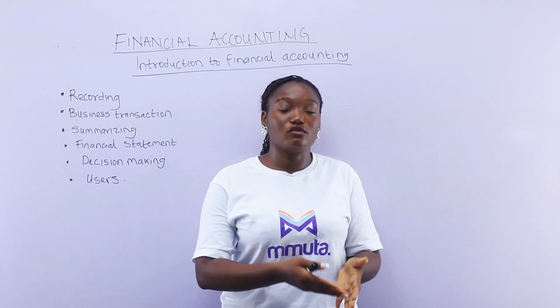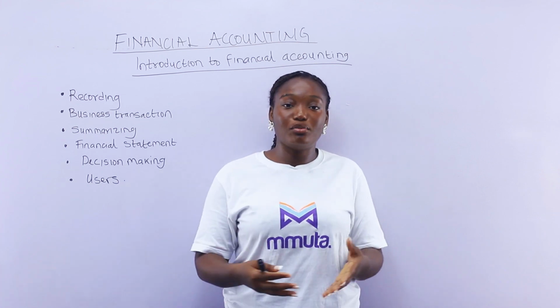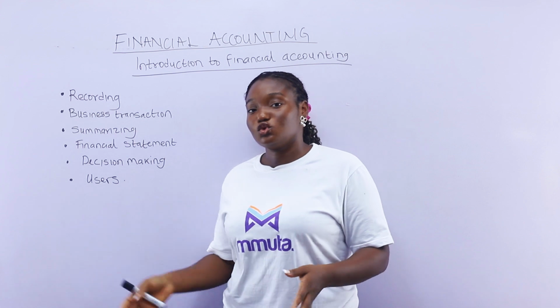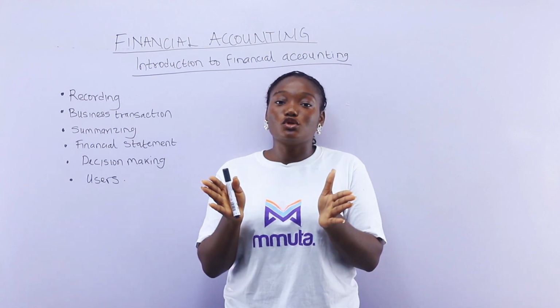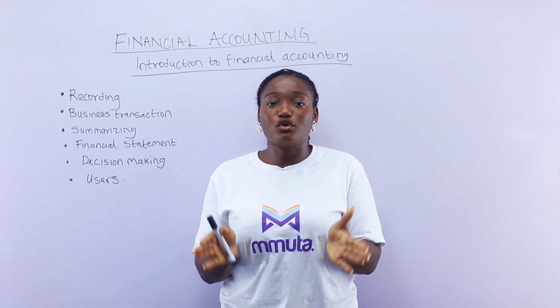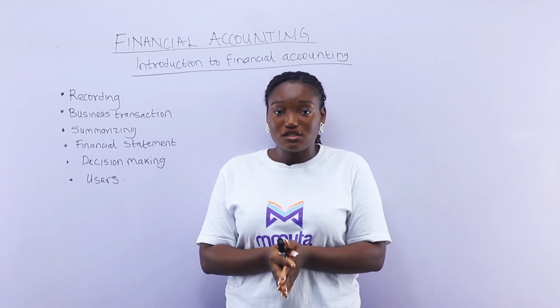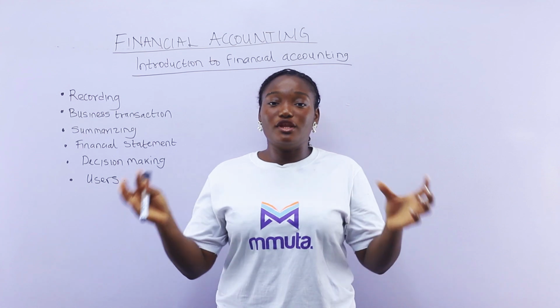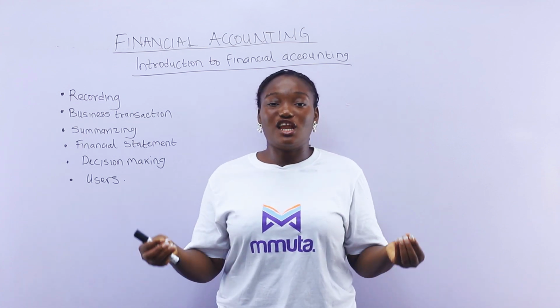Whenever they say give account of this happening, it means to give reports or tell us what happened about this particular event. So literally, financial accounting is giving reports of business events, giving reports of financial events, giving reports of money events. Now, we want to give the full definition of what financial accounting is.